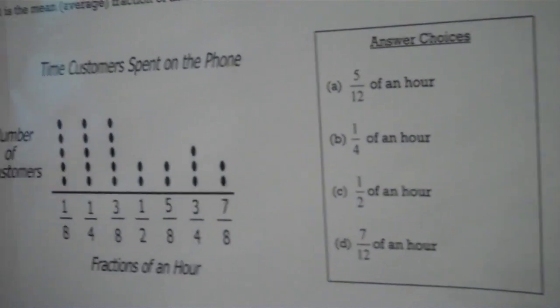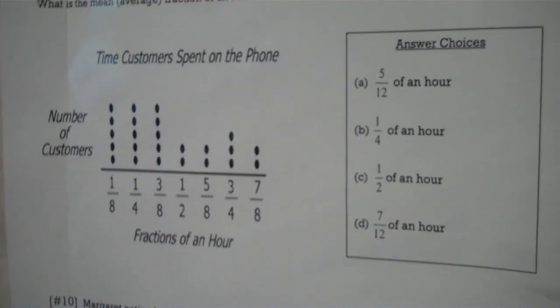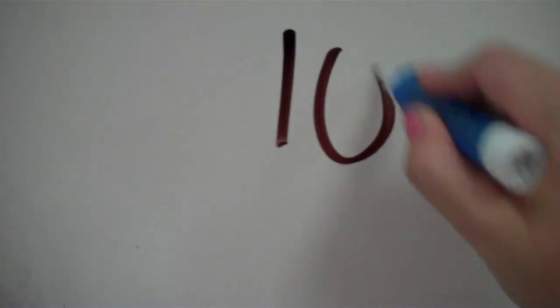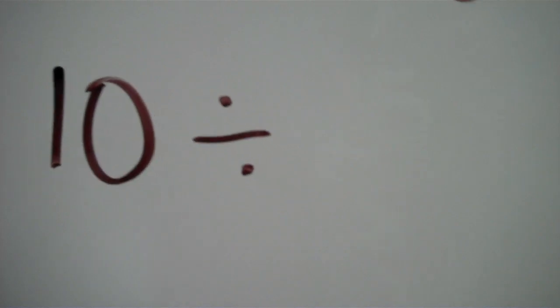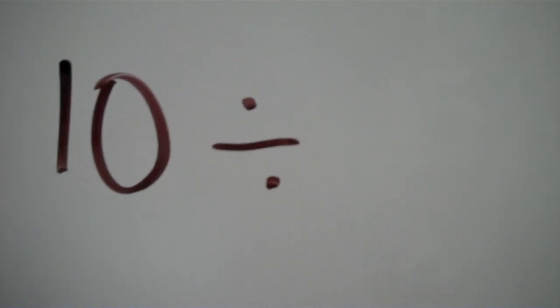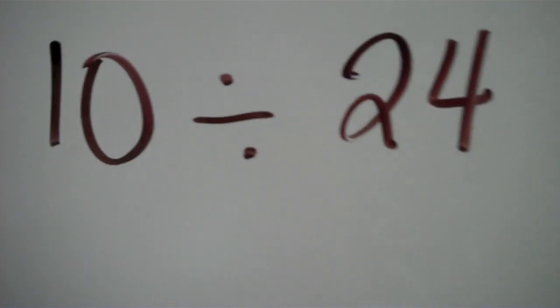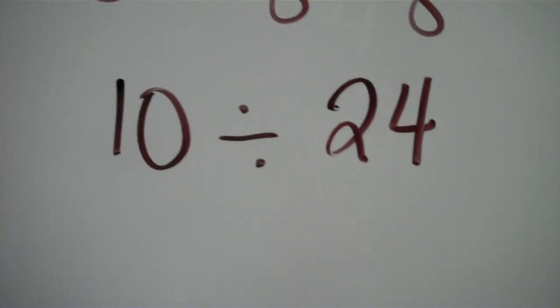Remember we said to find the average, you add them up and divide them by however many there are. Well, we added them up and we got 10. And then we have to divide them by however many there are. And hopefully you added all the circles together and found that there were 24 of them. Oh my word, that looks like a wicked hard problem.